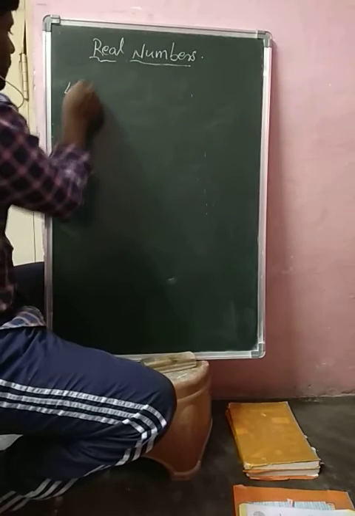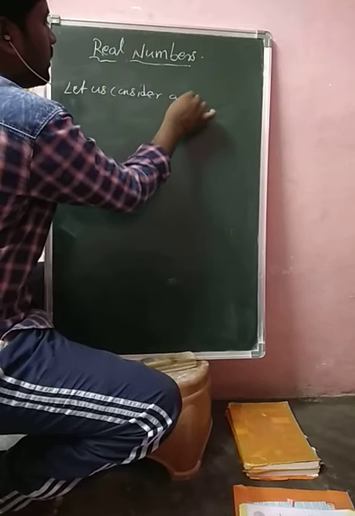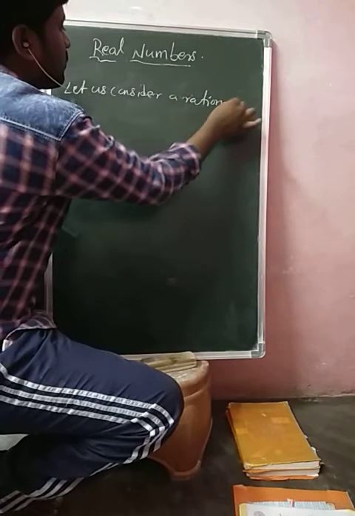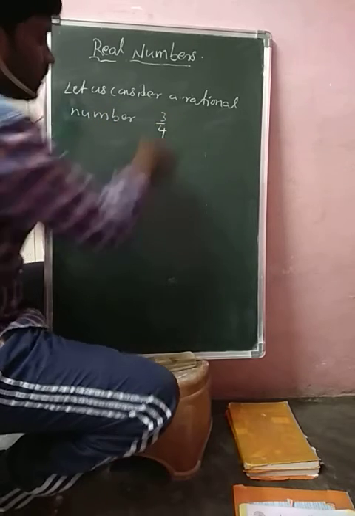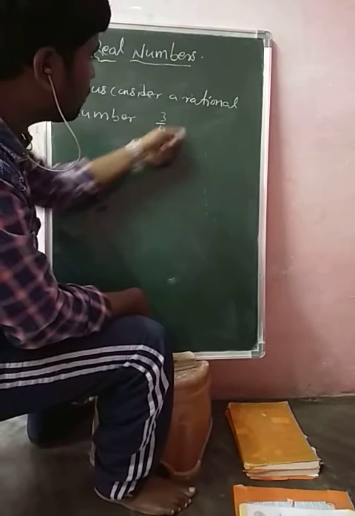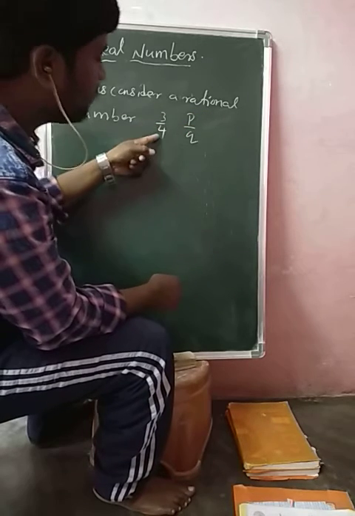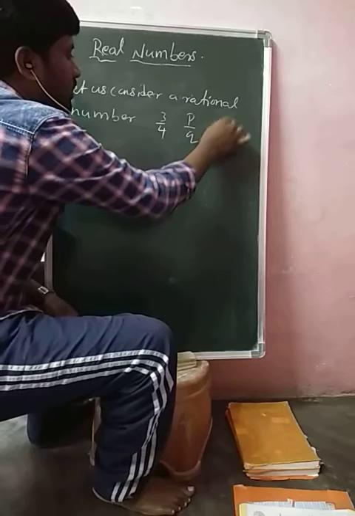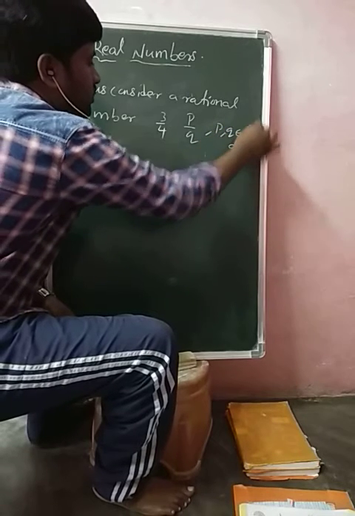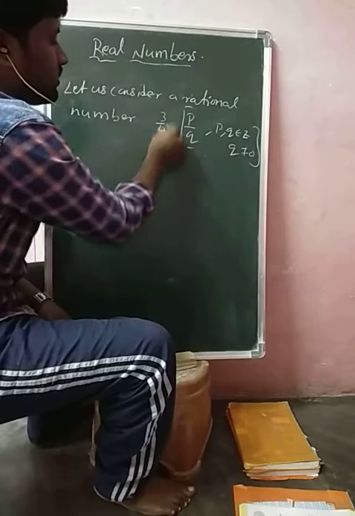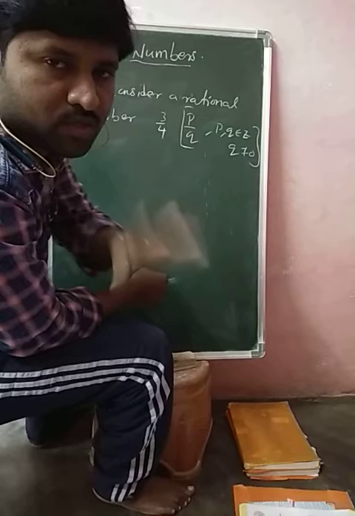See now, let us consider a rational number, 3 by 4. So 3 by 4 is a rational number. Clearly it is in the form of p by q, where p and q, I mean 3 and 4, are integers, and q is not equal to 0. So that is the condition. Yes, it is satisfied. So how to represent this rational number on the number line and as well as pictorially?